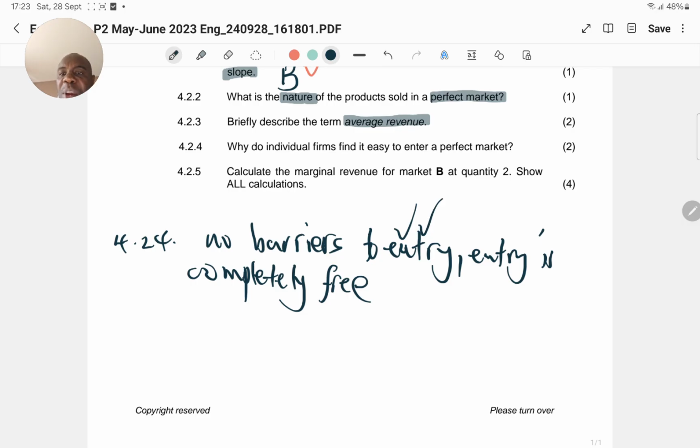Then the last one, 4.2.5, wants you to calculate marginal revenue. What is marginal revenue? By definition, marginal revenue refers to income received by the business for selling an extra or one additional unit. How do we calculate marginal revenue? Marginal revenue is change in total revenue divided by change in quantity.